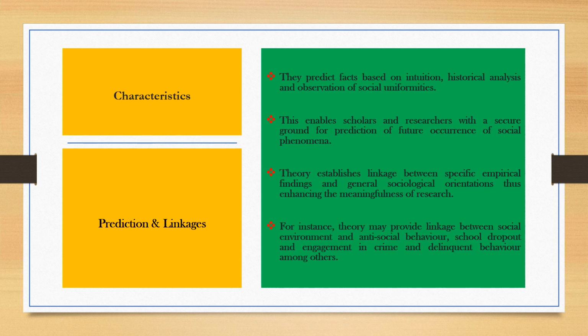And if a significant proportion of a given population is not going to school, then there is a possibility that in future, because of lack of education, they are likely to engage in crime as a means of earning a livelihood. That is why we say that a theory can enable us to predict what is going to happen based on intuition, our analysis of historical forces, as well as observation of what is actually occurring in society.